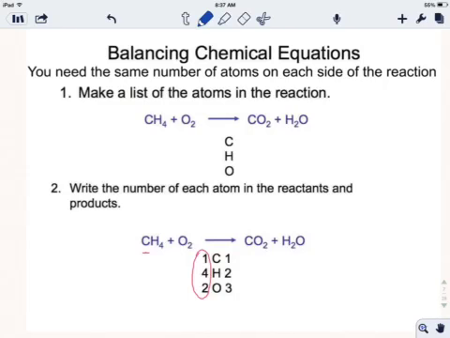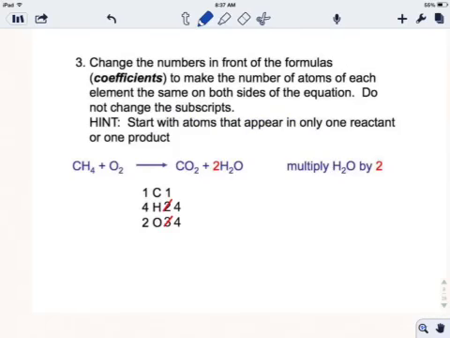In CH4 plus O2 we have 1 carbon, we have 4 hydrogens, and we have 2 oxygens. Now on the right-hand side of the reaction, we write down how many of each atom we have in our products. We have 1 carbon, 2 hydrogens, and then 3 oxygens, because we have 2 from CO2 and 1 from H2O.